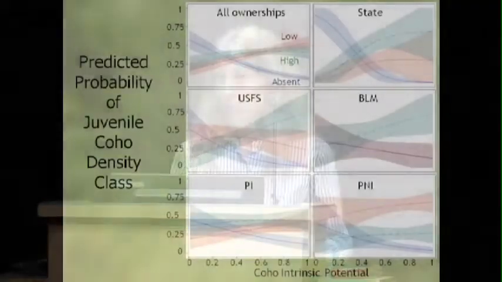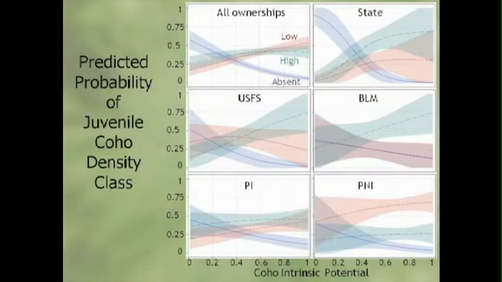Adding the dominant land use class to the model, as well as an interaction term between intrinsic potential and the dominant land use class, improved model performance and suggested that the relationship between intrinsic potential and juvenile coho density class was a function of land ownership. So for the public lands, the State Forest Service and BLM, you can see that the probability of a reach being in the high density class, as shown here in green, increases with values of intrinsic potential.